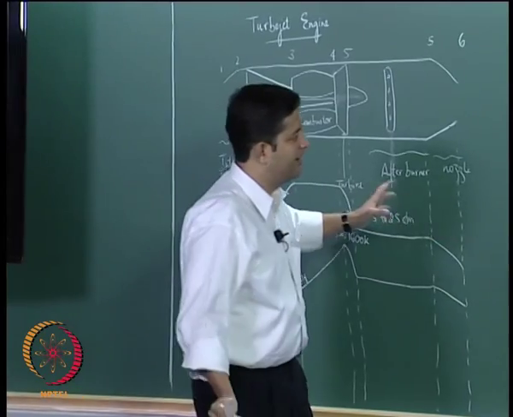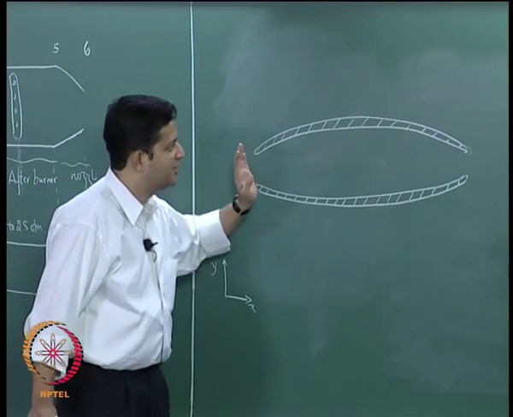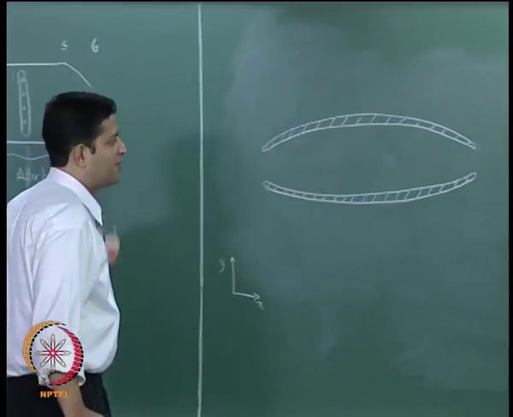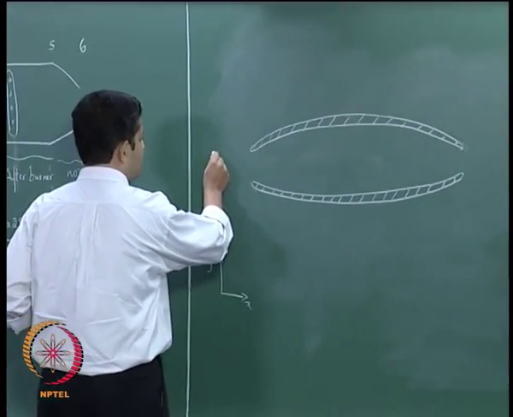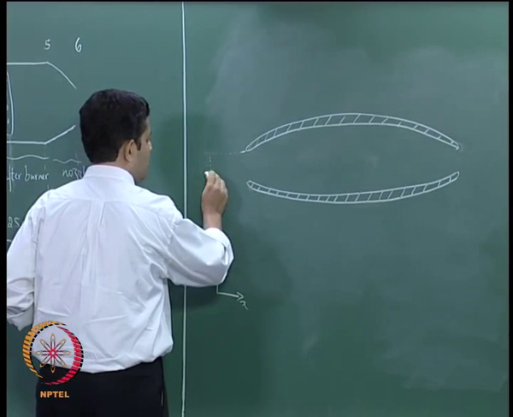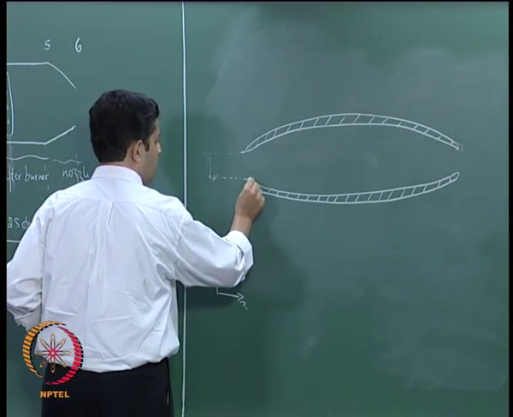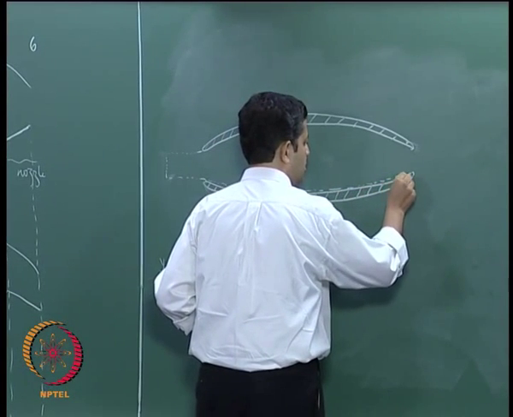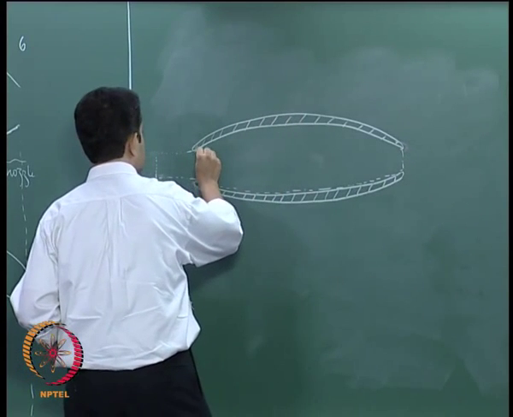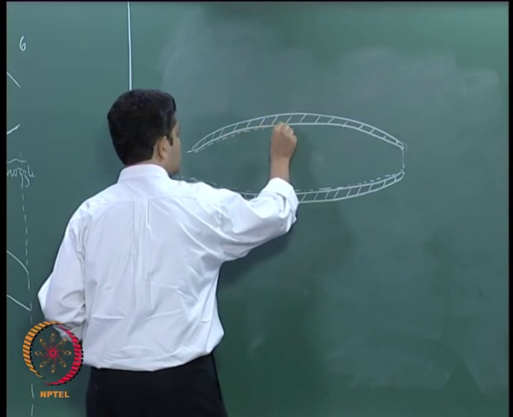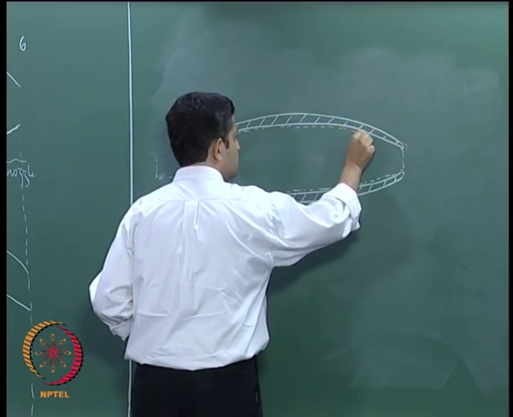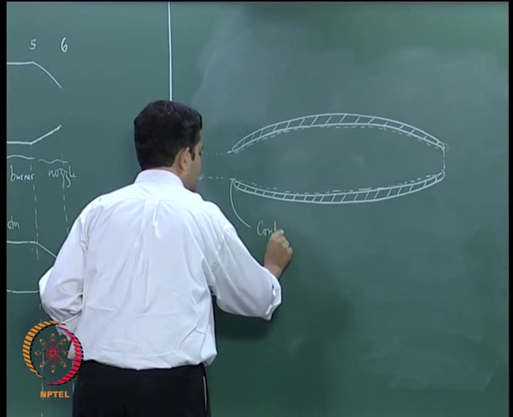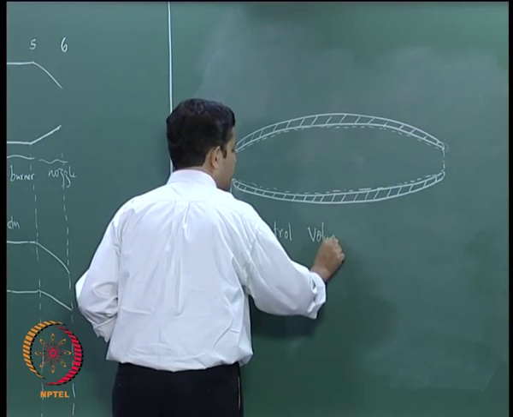For the time being I will ignore the details that are inside, because all that it does is change flow conditions from here to here, and if we look at the changes that it makes, we should be able to capture the thrust it is producing. Now let us take a control volume. This is the control volume that I take.